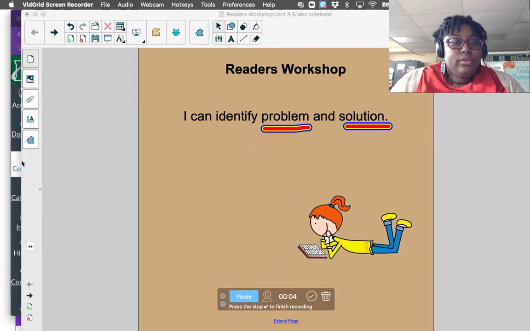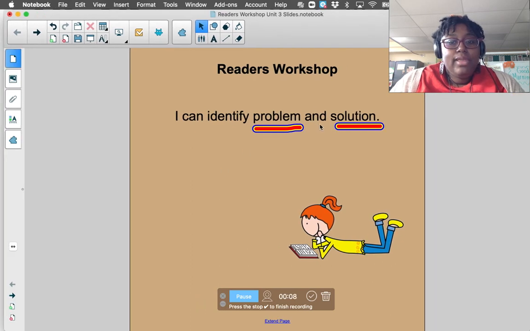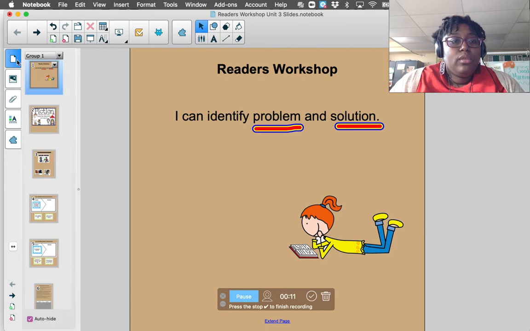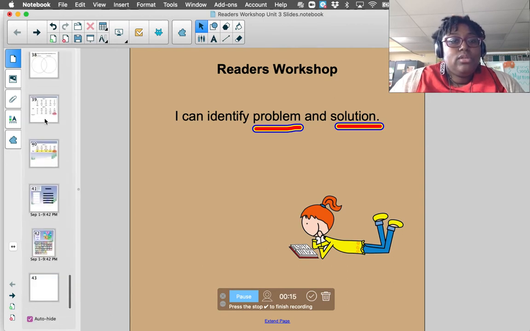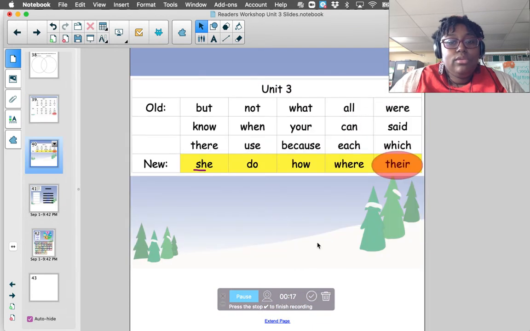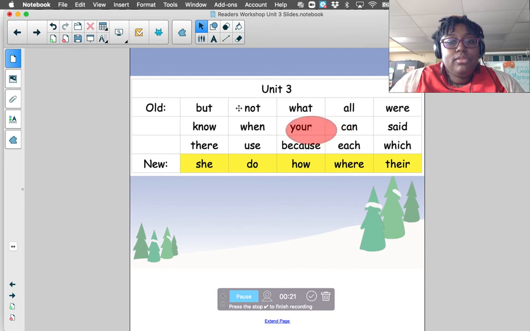Today for Reader's Workshop, the objective is I can identify problem and solution. Before we begin, we are going to review some sight words. So let's just look at the Unit 3 sight words today. And let's try to read them before Miss Smith does, okay? So you read them first.